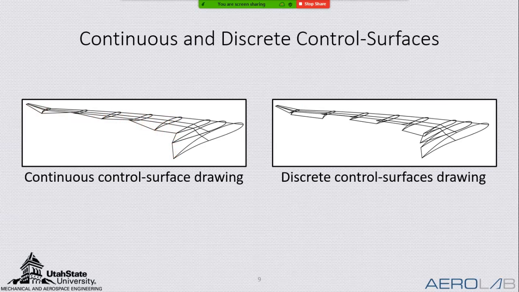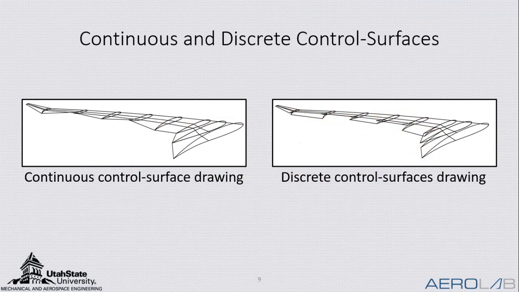On the right is a second design of a flap. It's called the discrete control surface, or discrete control surfaces. And so you can see these distinct disconnections of the trailing edge. And those will be very important here in a minute. So you'll notice they are slightly different. And so a colleague in the USU Aerolab looked at the yaw control comparison between the discrete control surfaces and continuous control surfaces.